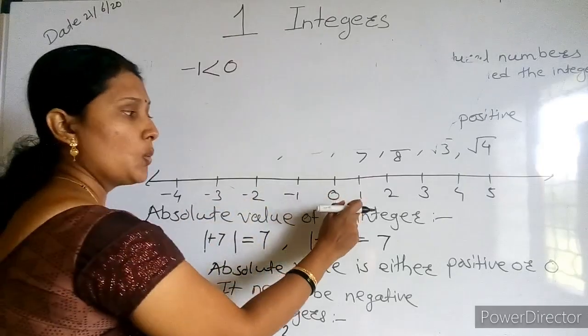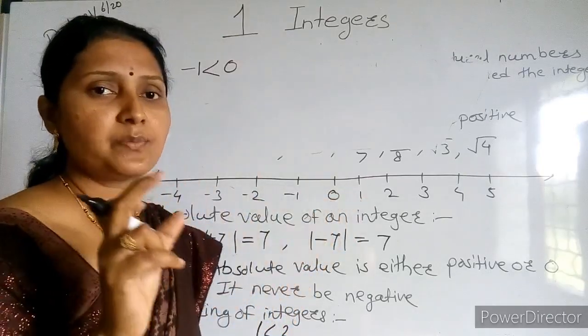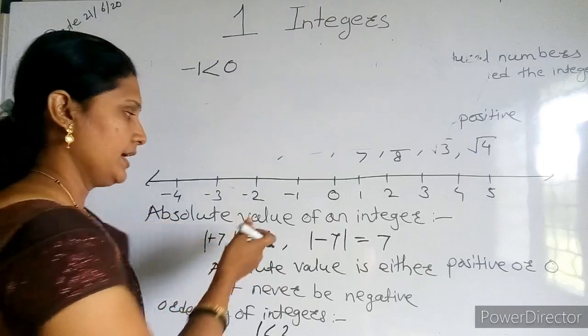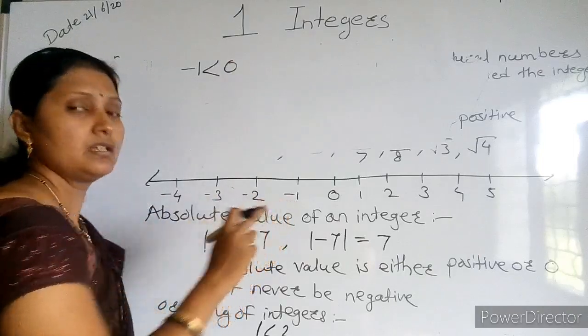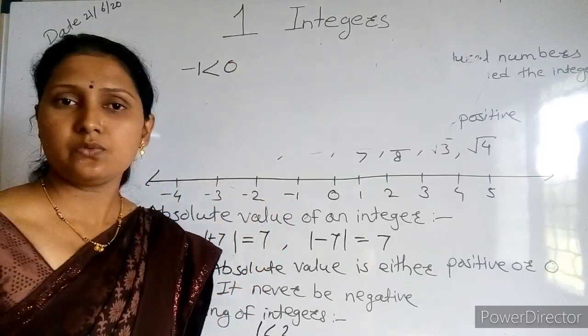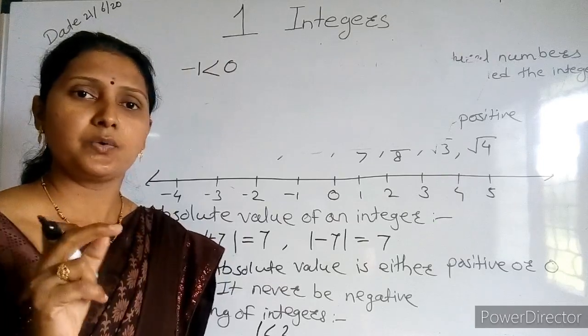And 1 is the smallest positive integer, and -1 is the greatest negative integer. Okay, I hope you understood.